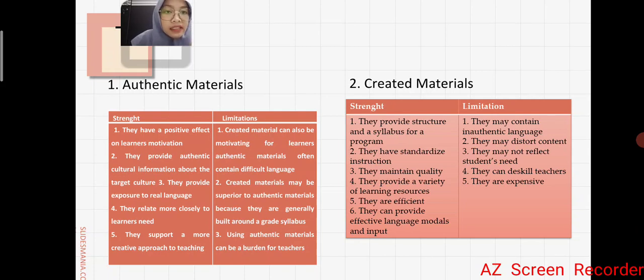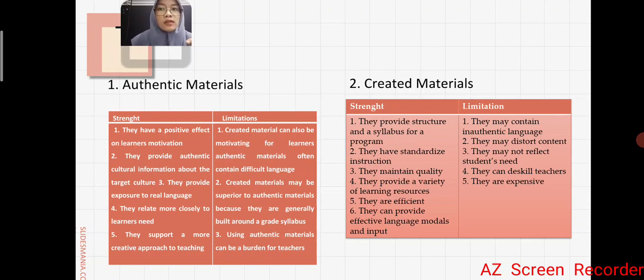And the limitations. The first one is that created material can also be motivating for learners. Authentic materials often contain difficult language. And the second, created materials may be superior to authentic materials because they are generally built around a graded syllabus. And the third, using authentic materials can be a burden for teachers. And the second type, created materials, refers to textbooks and other specially developed instructional resources.